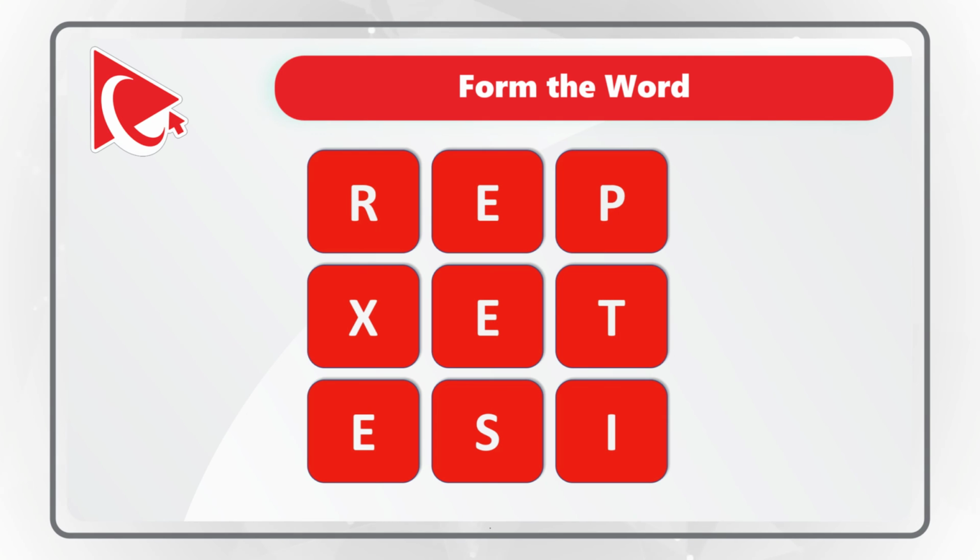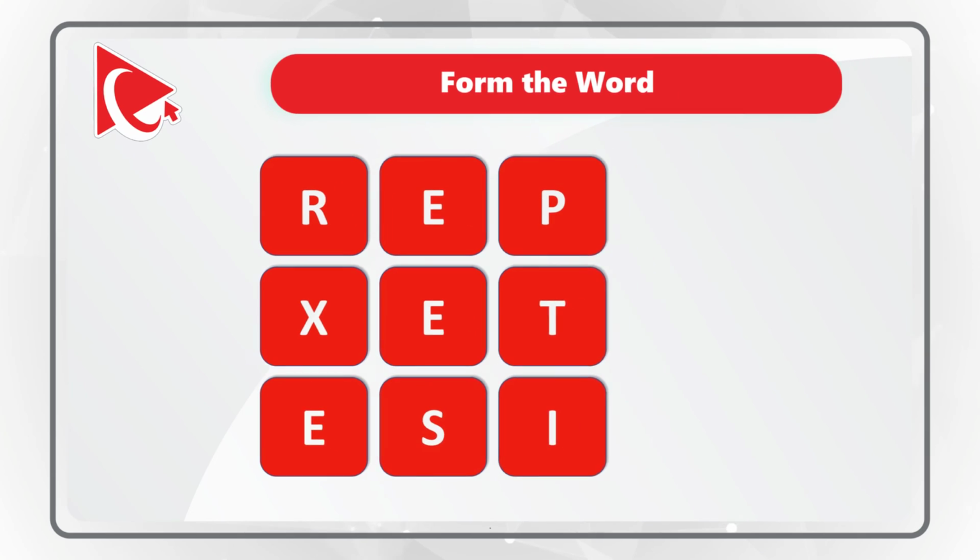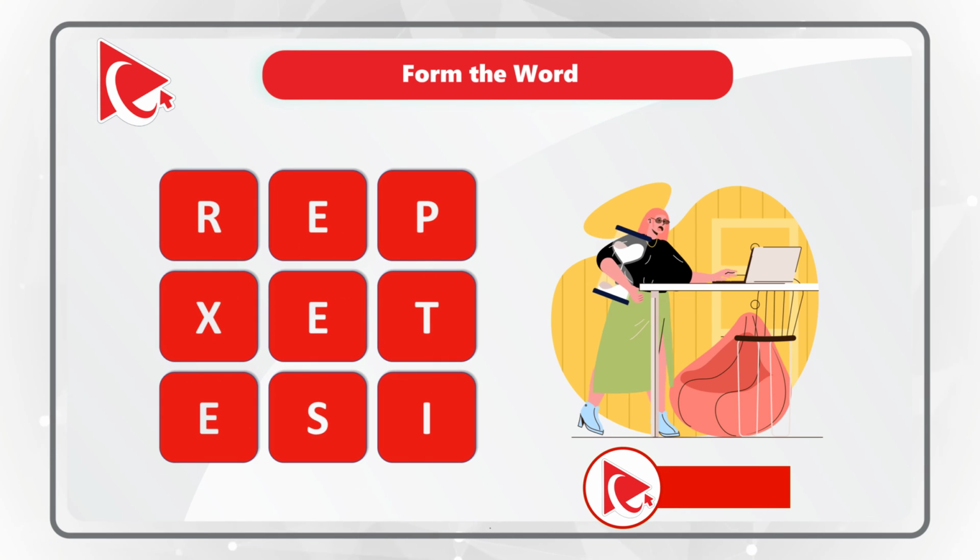In our case, you're presented with 9 letters, and you need to form the word using all the letters only once. The letters are R, E, P, X, E, T, E, S, I. Do you see the word? Give yourself a little bit of time, maybe 10 to 15 seconds, to see if you can answer the question.